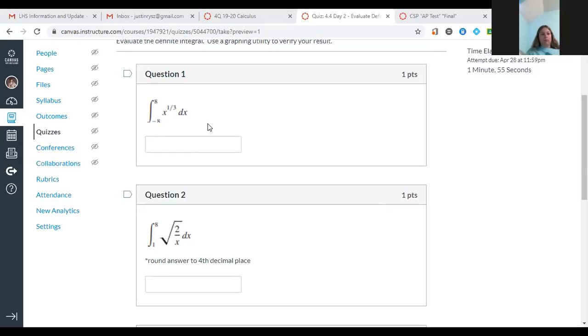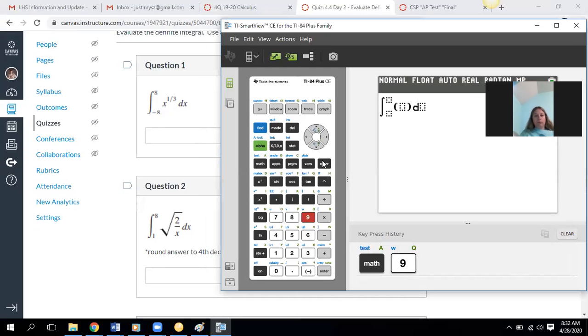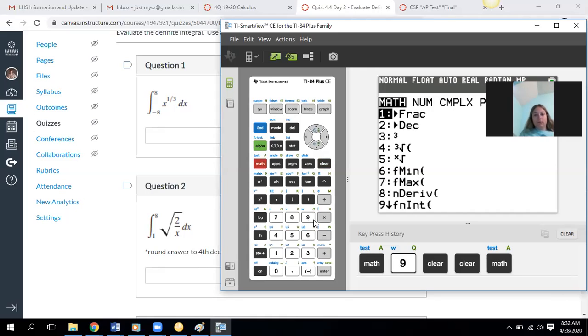So we can press math, and then 9 is the key. And let me double check that you guys can see this. Actually, you probably can't. There we go. So we press math. I'll do that again. I'll clear this out. Math 9.